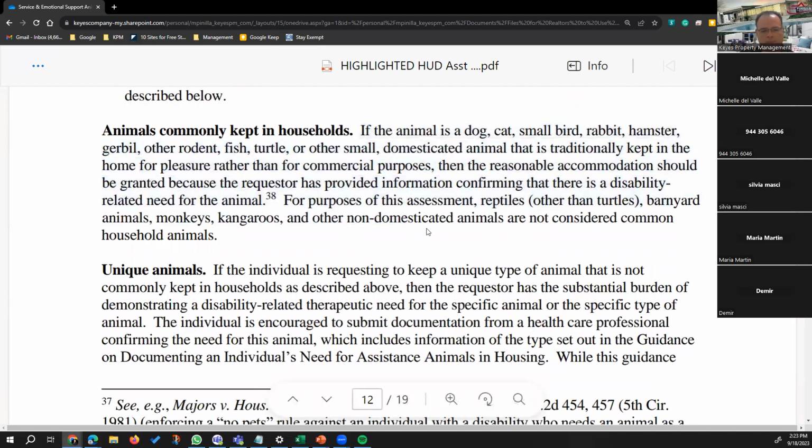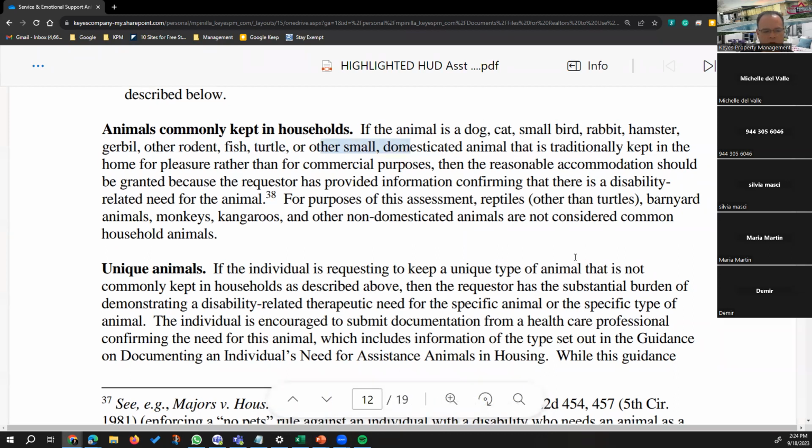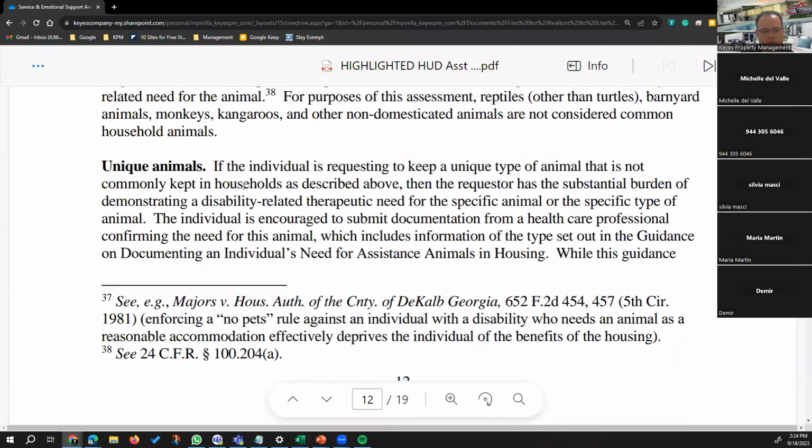And you can see, for purpose assessment, reptiles other than turtles, barnyard animals, monkeys, kangaroos, and other domesticated animals are not considered common animals, right? So what is a dog, a cat, a small bird, rabbit, hamster, gerbil, other rodents, fish, turtle, small domesticated animals. Those are commonly kept.